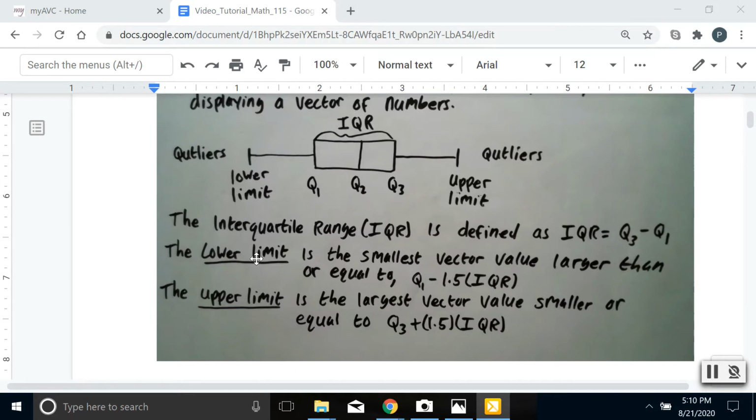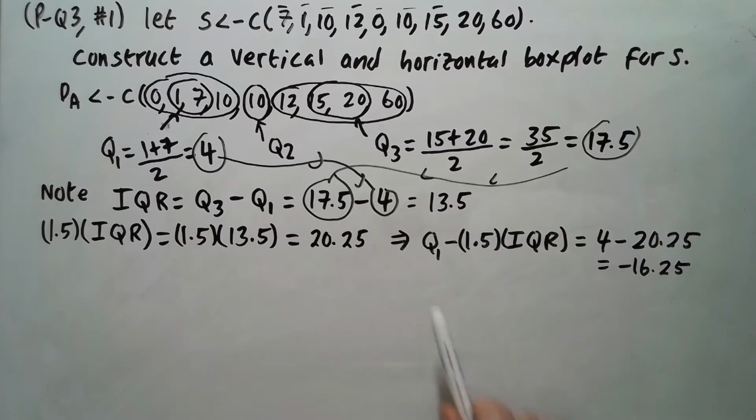So going back over here, the lower limit is the smallest vector value larger than or equal to Q1 minus 1.5 IQR. So let's compute this Q1 minus 1.5 IQR. Okay, so I've done the Q1 here minus 1.5 IQR. Our Q1's 4, so I'm going to put 4 here in place of Q1. Then minus 1.5 IQR, which we found was 20.25. So it'll be 4 minus 20.25. You can check in your calculator when you compute that, you get negative 16.25. Okay, now let's find the lower limit.